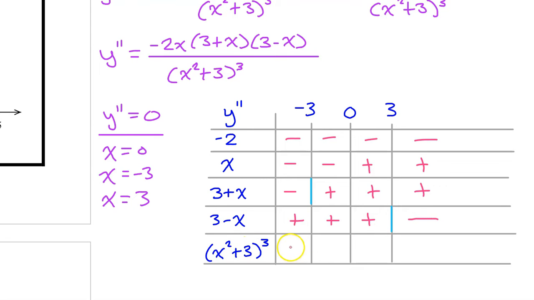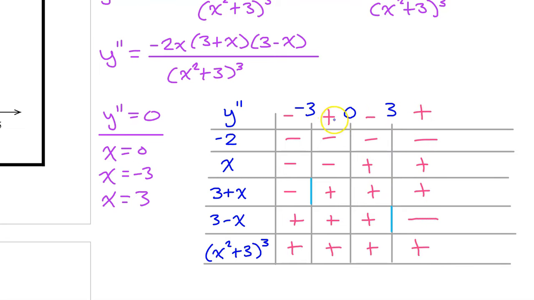This factor is always positive for reasons we discussed earlier. The overall sign of y double prime depends on the number of negatives in each column. An odd number of negatives will make y double prime negative. An even number of negatives makes it positive. So y double prime will be negative in this interval and positive in this interval.